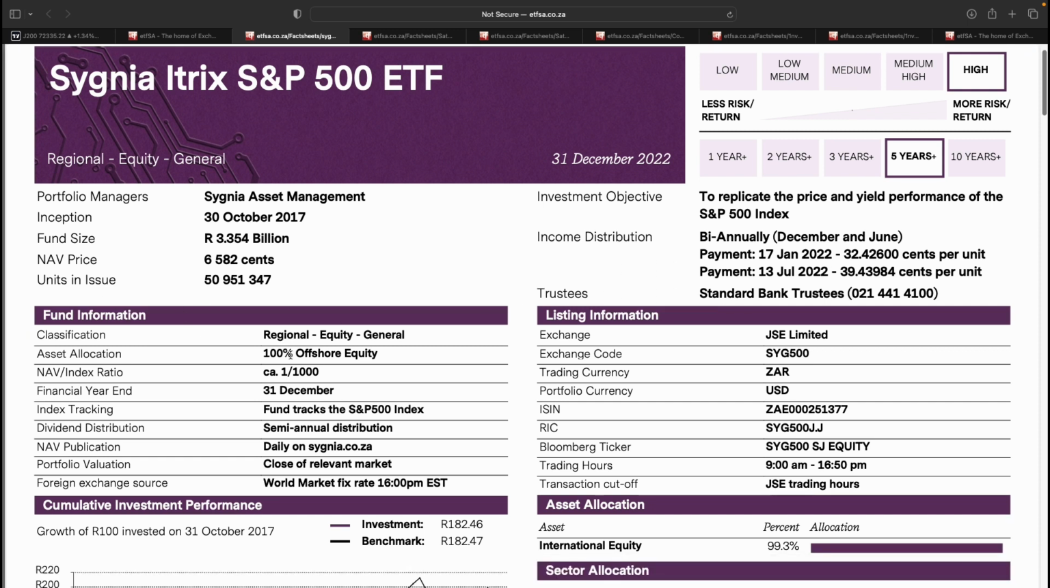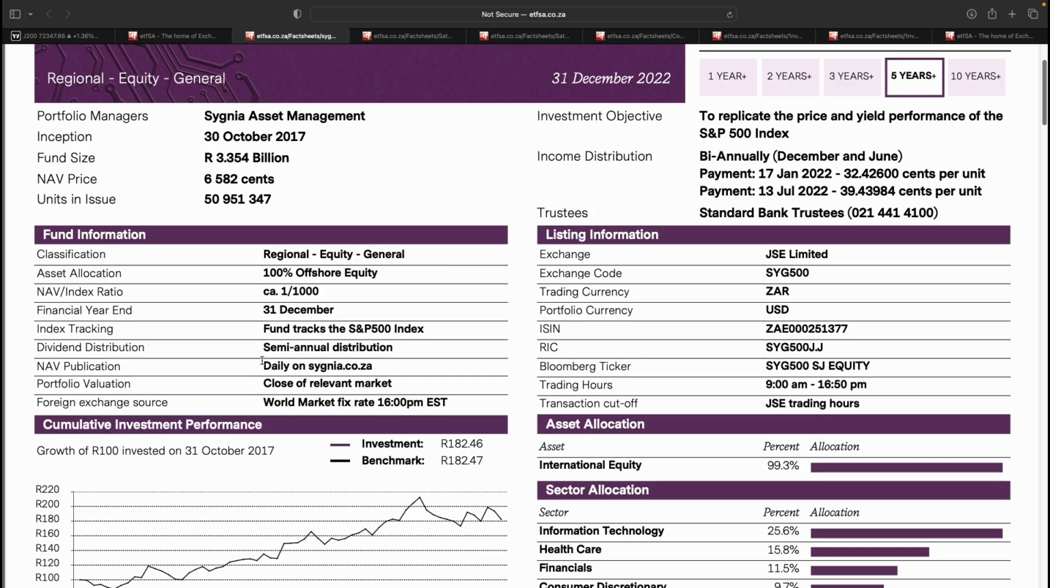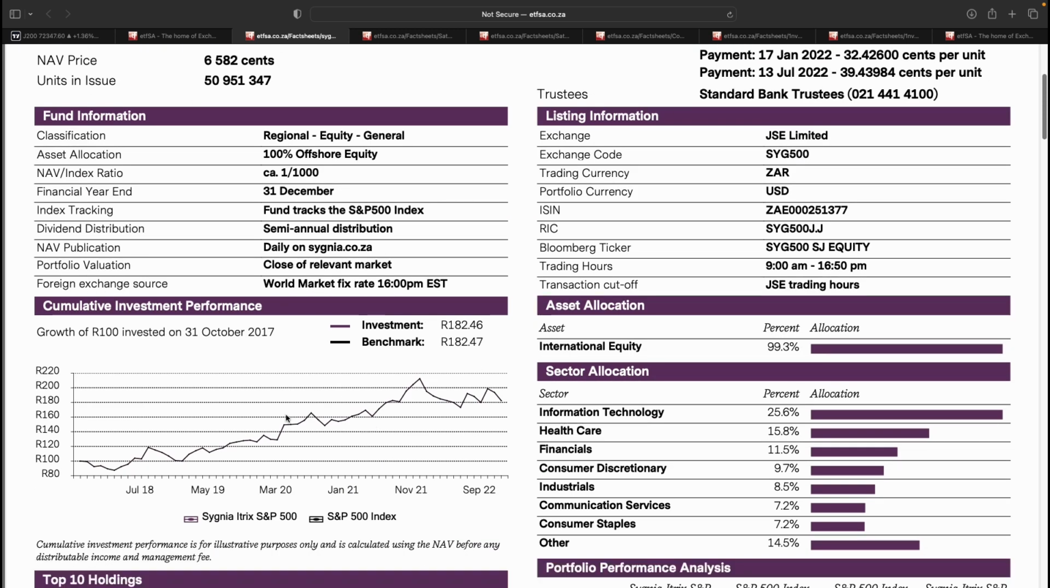So we can see it's an offshore equity ETF because it is tracking the S&P 500, which is the US market. We are based in South Africa, so for us it's a foreign, or offshore, thing. You can find more information in terms of the net asset value on the Sygnia website. Over the period since 2017, it shows the growth of 100 Rand invested in the ETF. It would have grown to around 182.46 Rand, but that was just before December. We saw that there is a promising recovery in the US market, so a lot of things have changed.